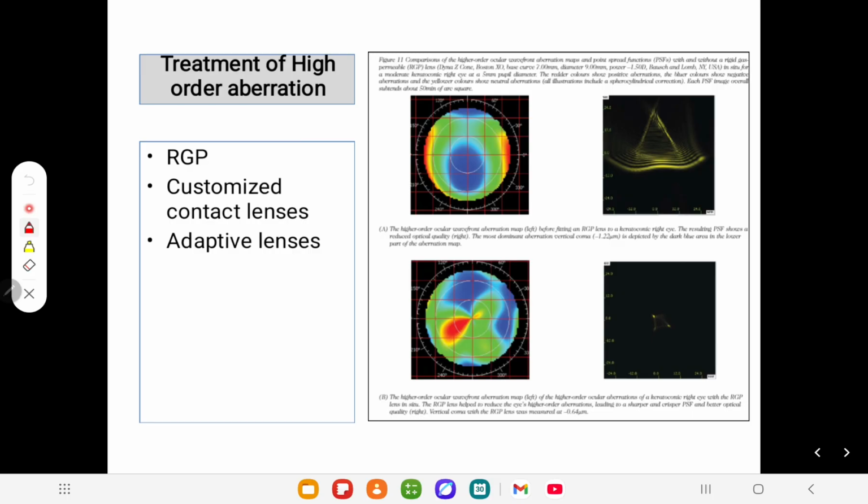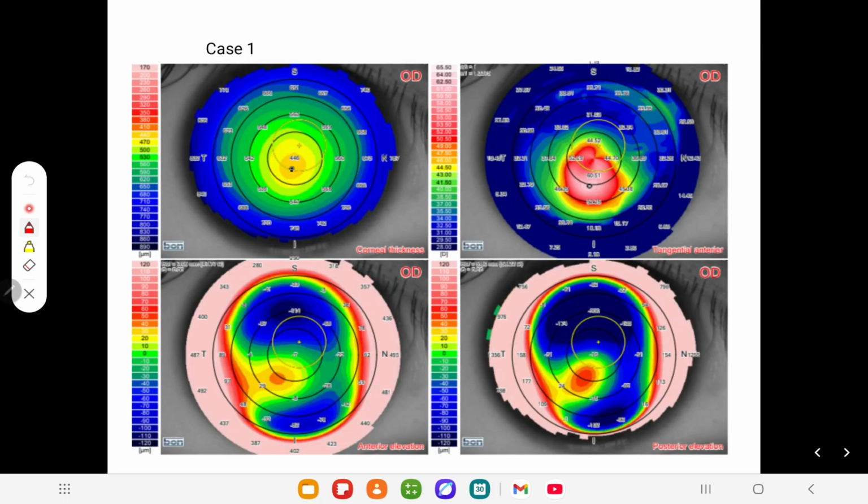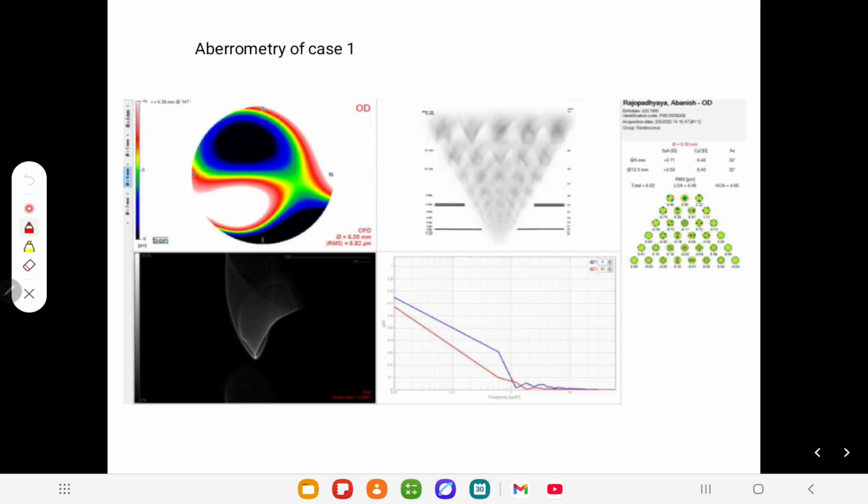So what are the treatments? Basically RGPs, any RGPs, maybe scleral lens or corneal lens, customized contact lens, and today we have higher aberration correction scleral lens and adaptive lens systems. So this is the case. Can you guess? Vertical aberration must be high because the lower part is steeper. So you can see vertical aberration. Can you see the point spread function? It's spread vertically. Can you see vertical 4.8?